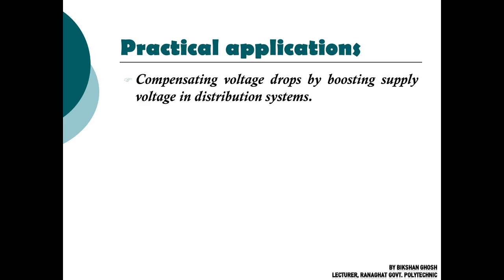So here we will talk about the most important applications. First one, compensating voltage drops by boosting supply voltage in distribution systems. In a distribution system, there may be certain parts where there is a dip in the voltage from the actual voltage level. Now with the help of an autotransformer, we can inject the required voltage, which is basically dropping at a certain point, so that we can achieve the required amount of system voltage. Okay, these transformers are basically used as a boosting transformer.